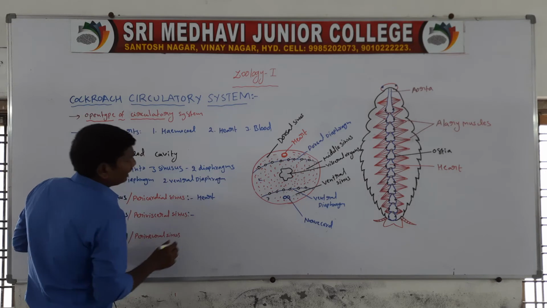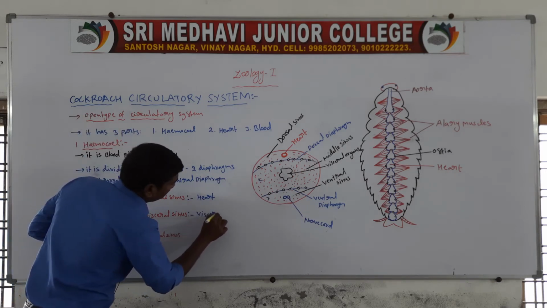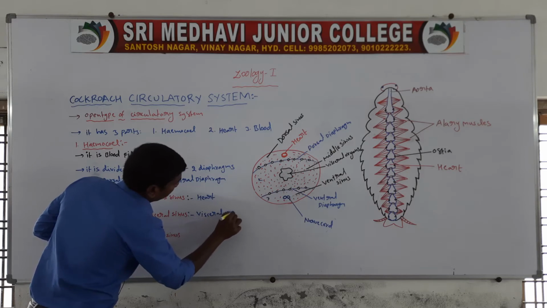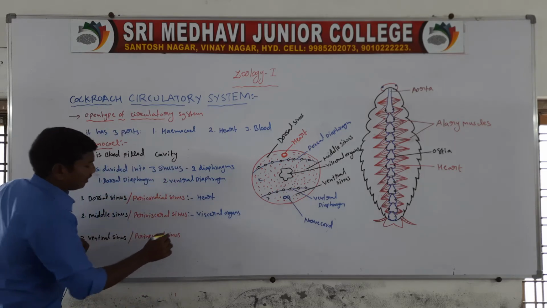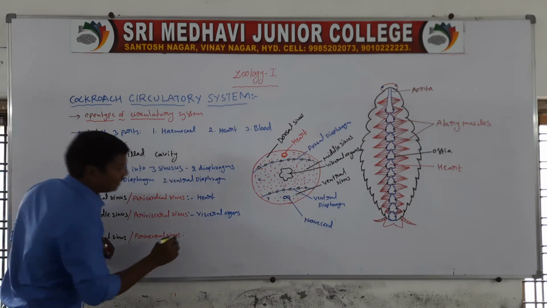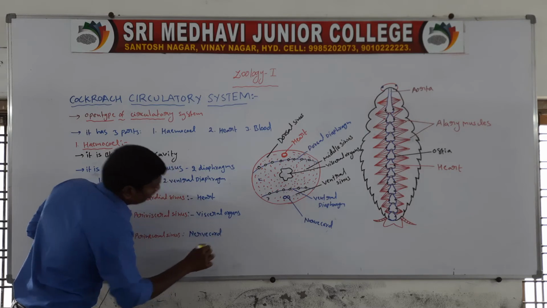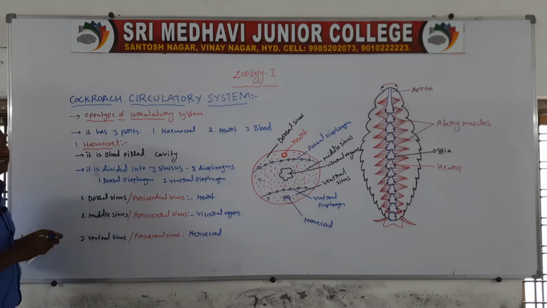So the dorsal sinus encloses the heart. The middle sinus or perivisceral sinus encloses the visceral organs. Next one, the ventral sinus or perineural sinus encloses the nerve cord. So they are the three sinuses.